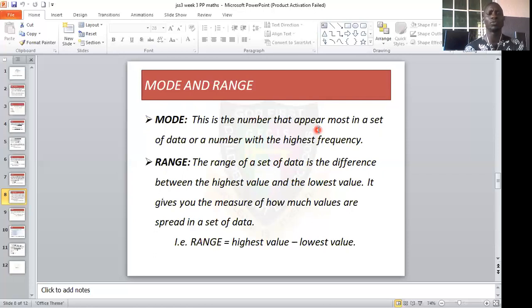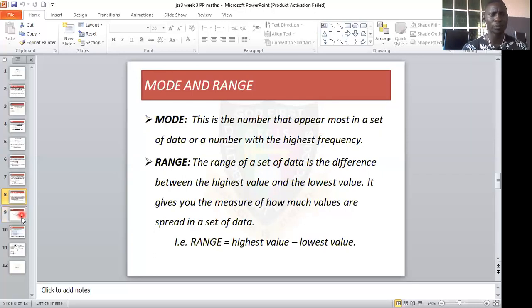So range of a set of data is the difference between the highest value and the lowest value. As said earlier in the introduction, it is the difference between the highest value and the lowest value. When I was using the basket, chair, and the biro as an example, the highest value there is 13, for the biro, and the lowest is the table, which is 5. You now see the range is 13 minus 5. So you get your answer to be 8.